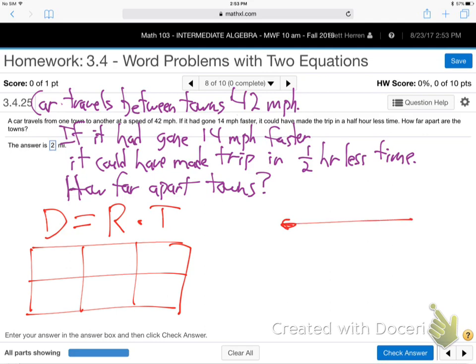It's just this one car, and he's just traveling between 2 towns, and he's saying, "Hey, if I'd gone faster, I could have made it quicker." That's what he's saying, right? If I had driven 14 miles an hour faster, I could have made the trip in a half hour less time. So it's the same 2 towns, the same distance, but it's just making the trip quicker. There's the trip he took, and then if he'd gone faster. It's not a different car. It's just a different trip. All right, so take it from there. See what you can get.